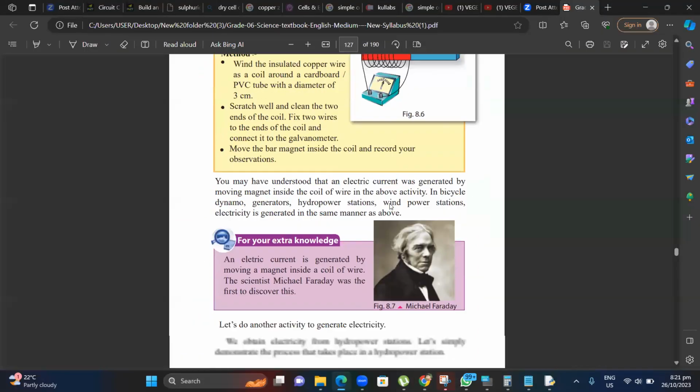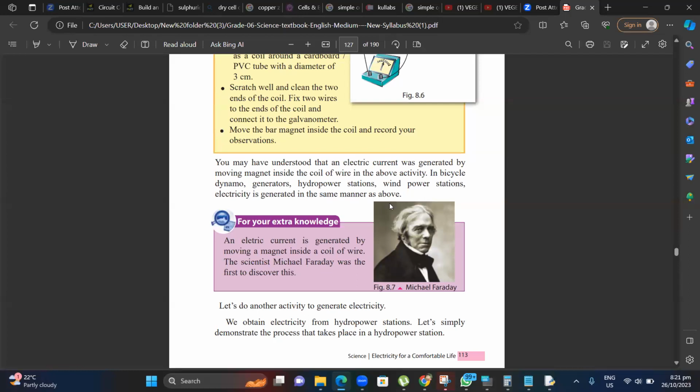Going back to our book. Okay, this is the person, right? An electric current is generated by a moving magnet inside a coil of wire. That is basically discovered by a person called Michael Faraday, right? He was the one to discover this. This is called Faraday's law, which is basically about this moving magnet generating current, right?